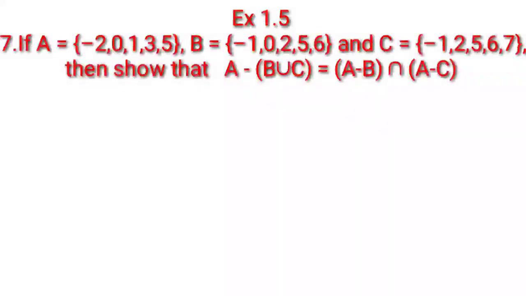Here A is equal to {-2, 0, 1, 3, 5} and B is equal to {-1, 0, 2, 5, 6} and set C is equal to {-1, 2, 5, 6, 7}. Then show that A minus (B union C) is equal to (A minus B) intersection (A minus C).